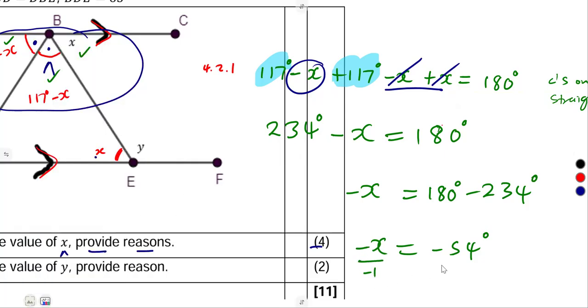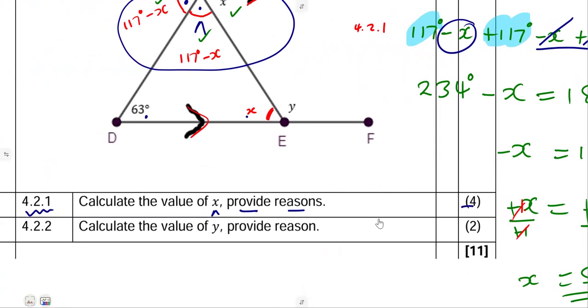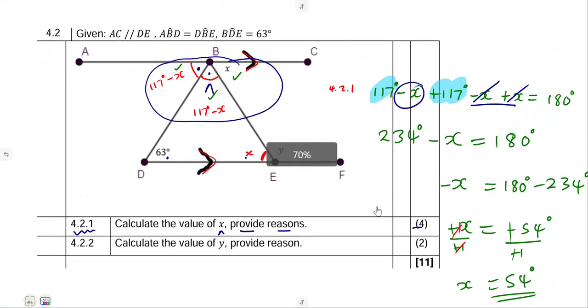So divide by what? Negative 1. There is just like negative 1x there. So negative, negative cancels. So x will be equal to what? A positive here. 54 degrees. All right. 54 divided by 1. So that is our x. Just like that. So x is going to be 54 degrees.